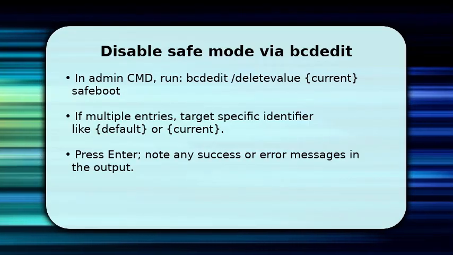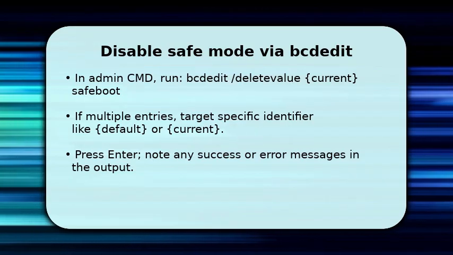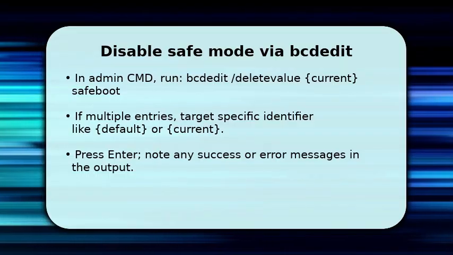If your system uses a different identifier, replace current with default or the GUID shown by bcdedit /enum. You may see "The operation completed successfully." That confirms removal. If bcdedit returns an access denied error, double-check you launched Command Prompt as administrator and try again.